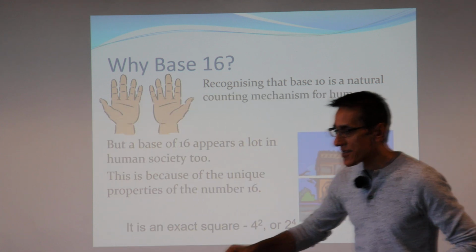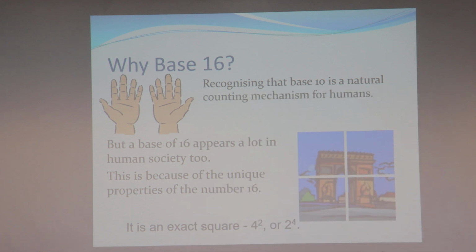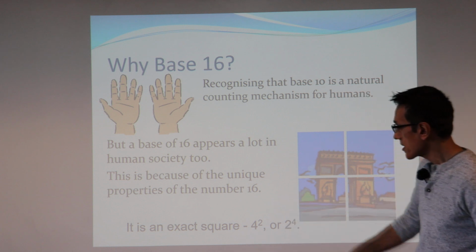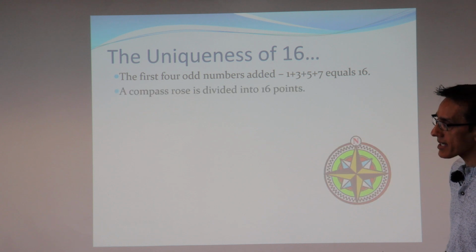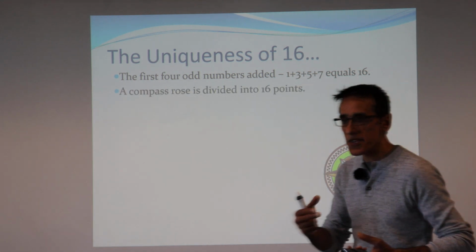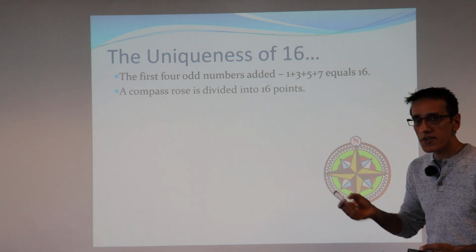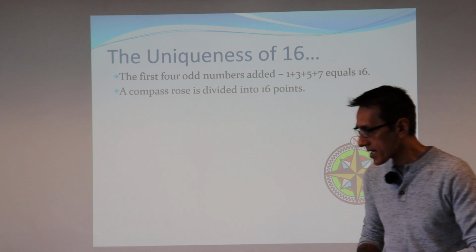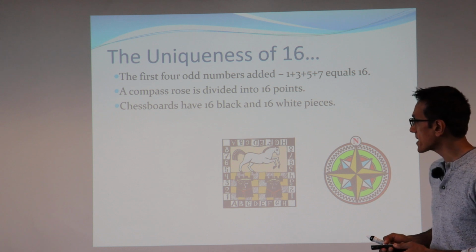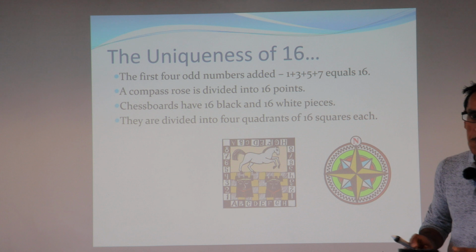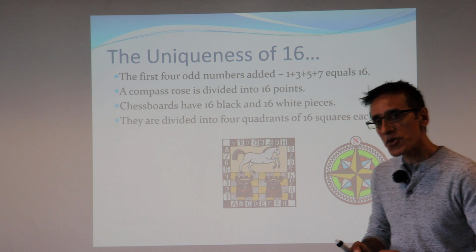The number 16 is an exact square of 4. So 4 squared or 2 to the power of 4, both 16s. Some other unique points of the number 16. The first 4 odd numbers, 1, 3, 5, 7, add them up, they make up 16. A compass rose divides up equally into 16 points. Chessboards have 16 black and 16 white pieces. They are divided into 4 quadrants of 16 squares each.